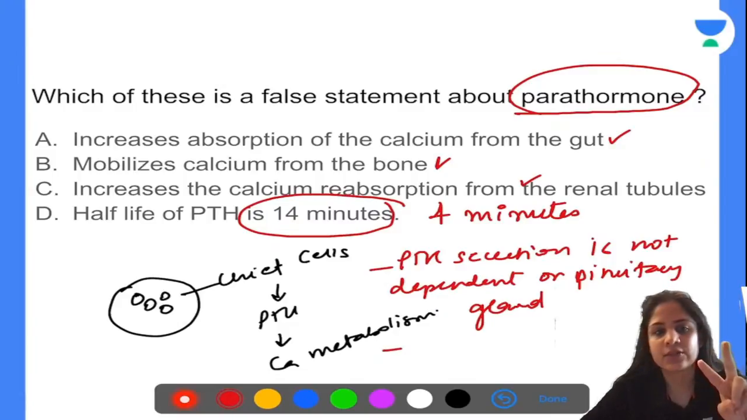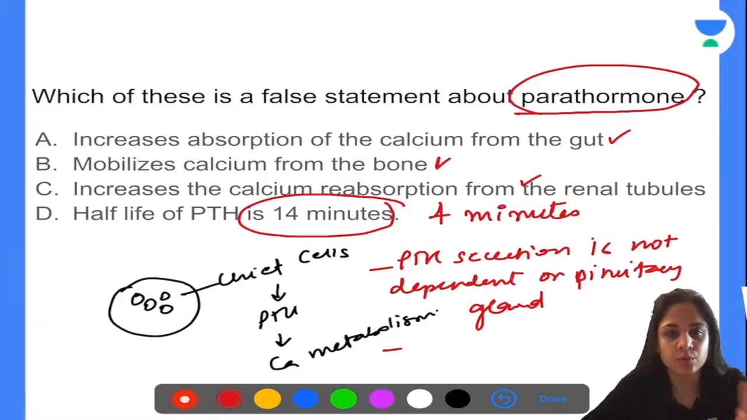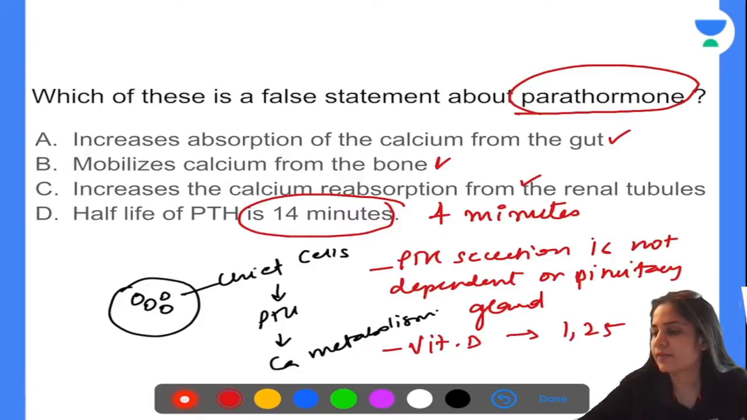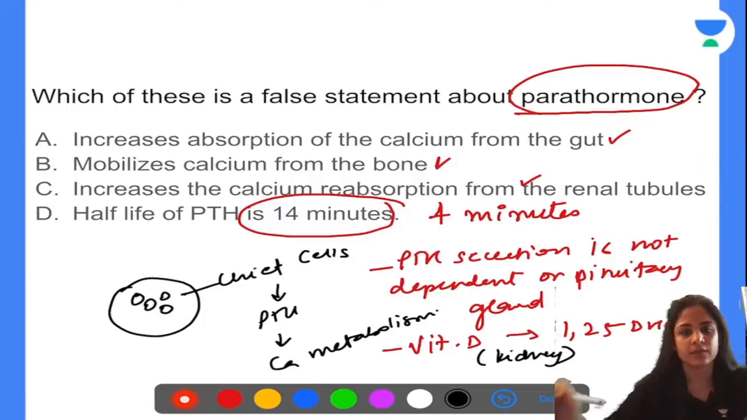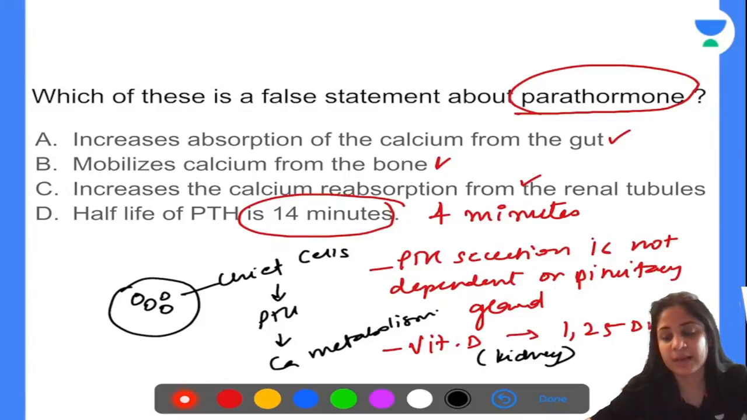And the next thing that you need to know about parathormone is what does it do? Okay, so it converts the vitamin D into 1,25 dihydroxycholecalciferol. And where is this done? This is done in the kidney. This is the active form of vitamin D. Okay, all right. So this is all that you need to know about parathormone.